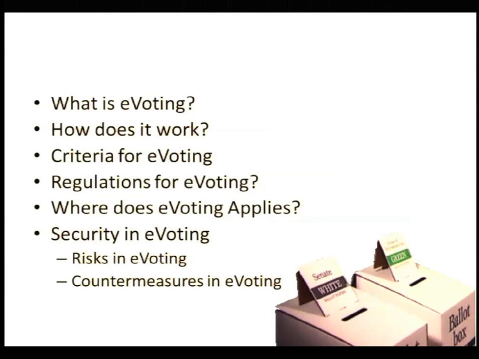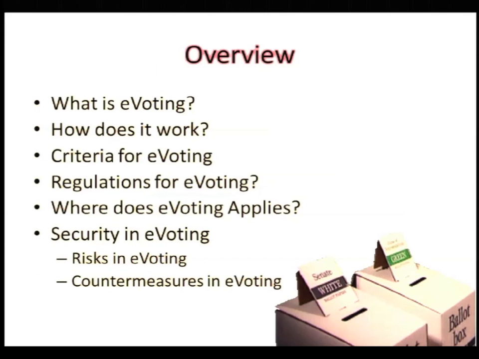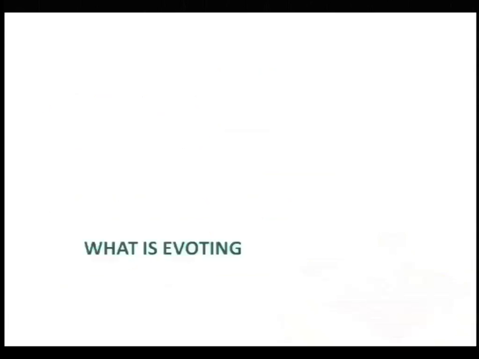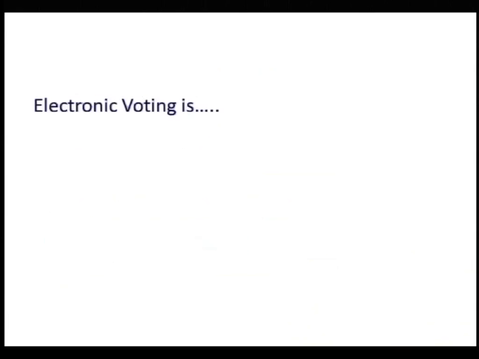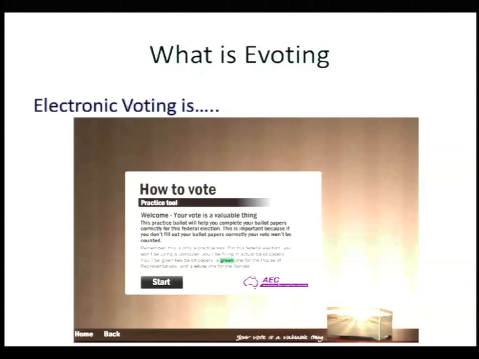Because it's part of e-government technology. In the overview we'll talk about what is e-voting, how does it work, the criteria for it, regulation, where it could apply, and security. So first of all, what is e-voting? Everyone knows what voting is, it's compulsory. Electronically, everybody should be able to vote, unless they don't know how to vote, and they make a donkey vote.